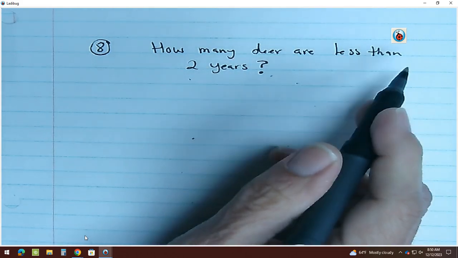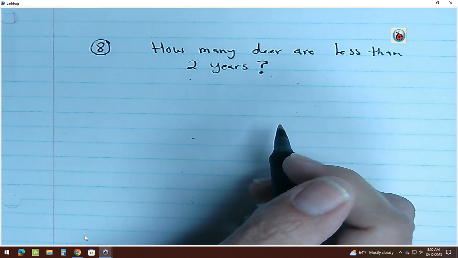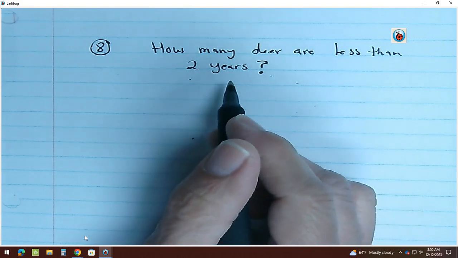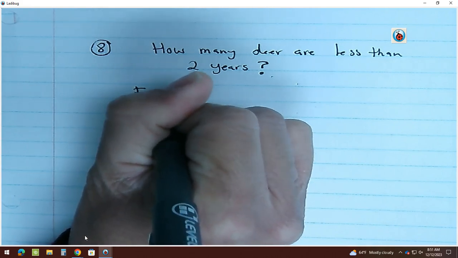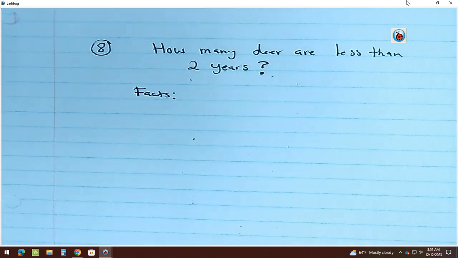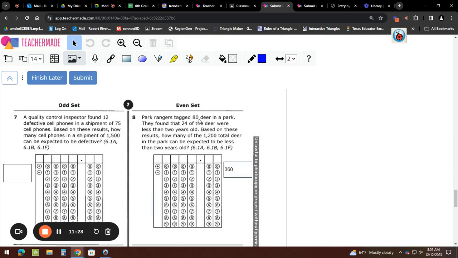How many deer are less than 2 years? That's a question. Then we're going to get the facts. The facts is get the information that you need. So I need to know that there's 80 deer in the park.